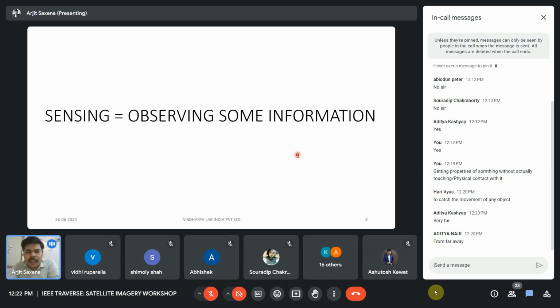The distance between the camera and me is around 60 to 70 centimeters, but still the camera is able to observe me and give you detailed information about myself. So this is what is known as sensing. And the definition, getting properties of something without actually touching, means remote sensing. Like you are getting my properties, what am I.